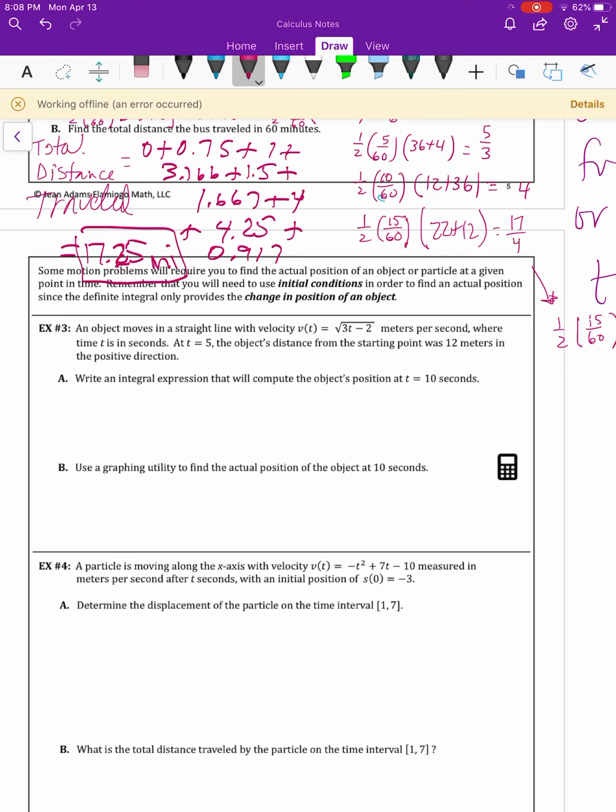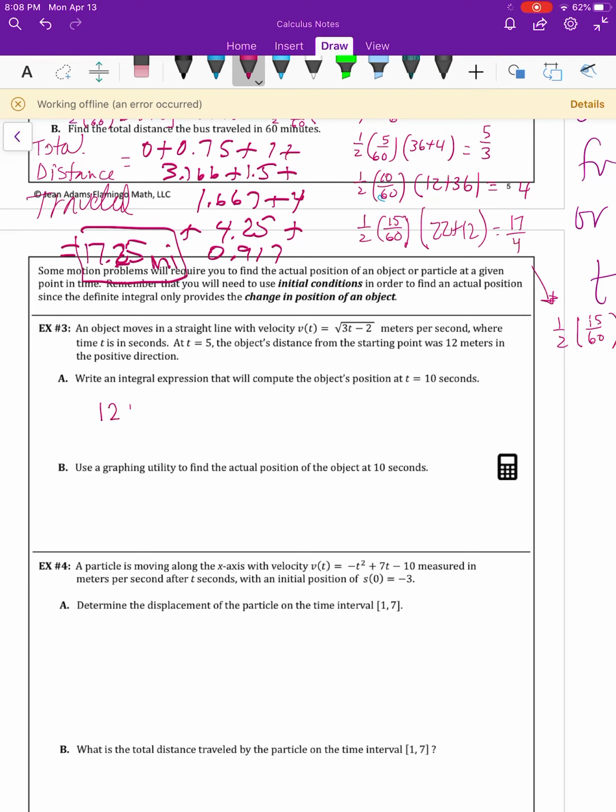So example 3, an object moves in a straight line with velocity equal to the square root of 3t minus 2 meters per second, while t is in seconds. At t equals 5, the object's distance from the starting point was 12 meters in the positive direction. So that is considered an initial condition, even though it's not at t equals 0, okay? But it is a value, so at 5, it was 12 meters. Write an integral expression that will compute the object's position at t equals 10.